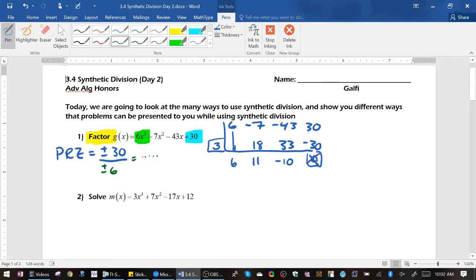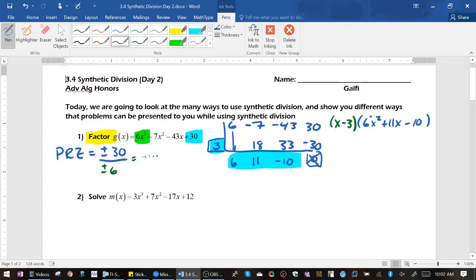So now the idea here is, how do I turn this into factors? The first solution I got was 3. To turn that into a factor, it becomes x minus 3. The second part is what I got down below after the result of the synthetic division. These numbers turn into my second factor. So the 6 becomes 6x squared, the 11 is plus 11x, and then I have a minus 10. So now my job is just to factor these.